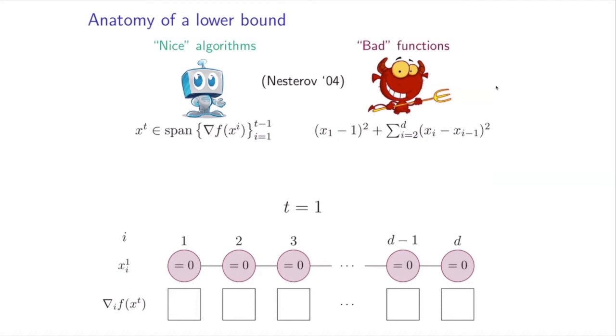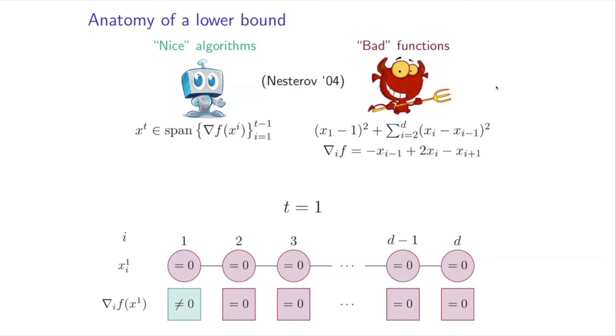So at iteration 1, I start off at the all zeros vector. Then what we're going to ask is, what about the coordinates of my gradient? What do those look like? Well, for this bad function, the gradient is this difference of neighboring terms, and the only one that's non-zero at time 1 is the first coordinate. So as long as my algorithm is behaving nicely, the only thing that could possibly be non-zero at the next iteration is coordinate 1, because this is the only non-zero gradient entry.